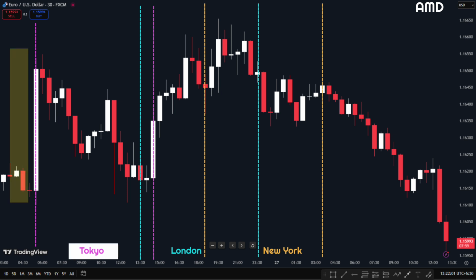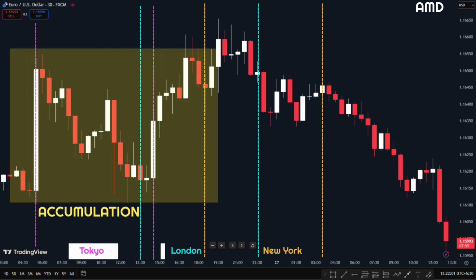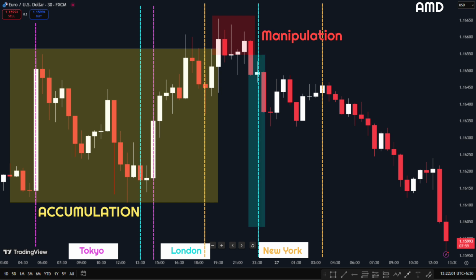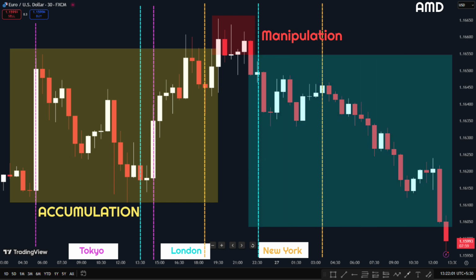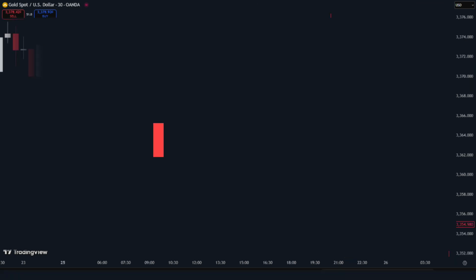Intraday application. On intraday levels, AMD repeats almost daily. Asian session, market consolidates. London session, price sweeps Asian highs or lows, that's manipulation. New York session, price expands in the true direction, that's distribution. This cycle makes Power of Three one of the most reliable intraday setups for institutional traders.